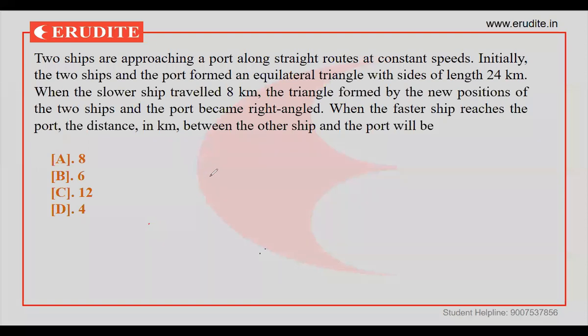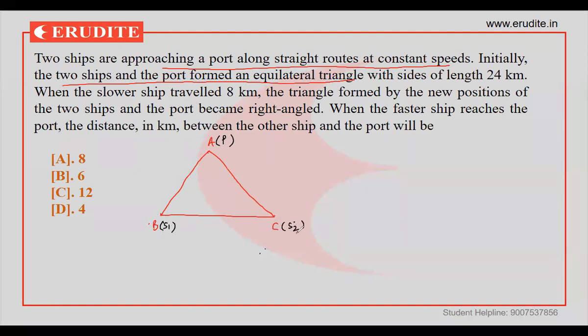Hello everyone. So we are going to discuss this question. They're saying that two ships are approaching a port along a straight route with a constant speed. Initially, the two ships and the port form an equilateral triangle. So let's say I'm making one triangle, and let's name it ABC. Here it is the port, here it is ship 1, and here it is ship 2. This ship is approaching the port, and this ship is approaching the port.